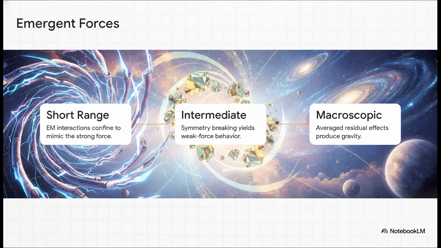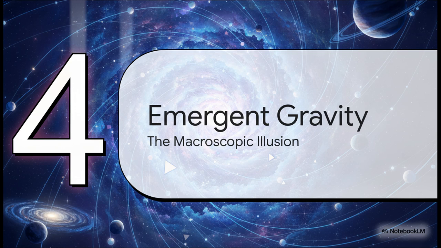Step 2, as we zoom out to an intermediate scale, symmetry breaking yields behaviors that we experience as the weak force. And finally, step 3, at the grand, macroscopic scale, the averaged, residual effects of all this microscopic EM activity produce what we know and feel as gravity. Which perfectly tees up Section 4, how gravity actually emerges.